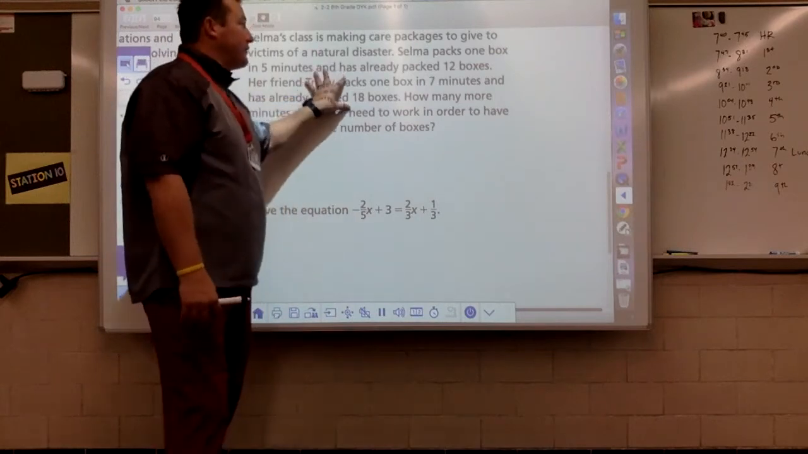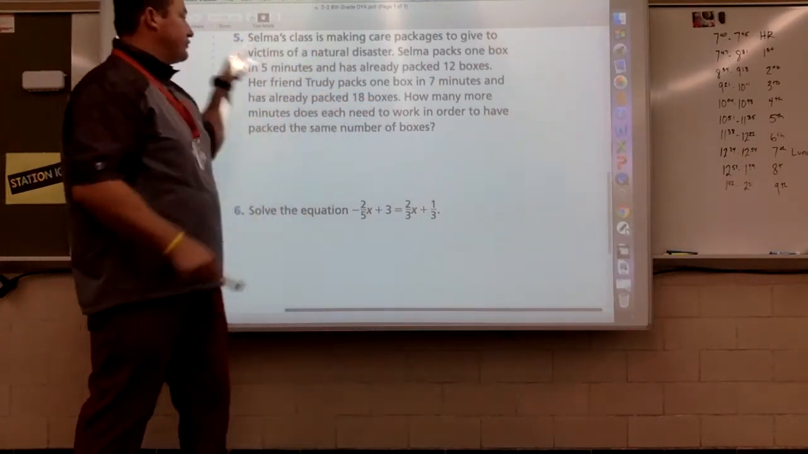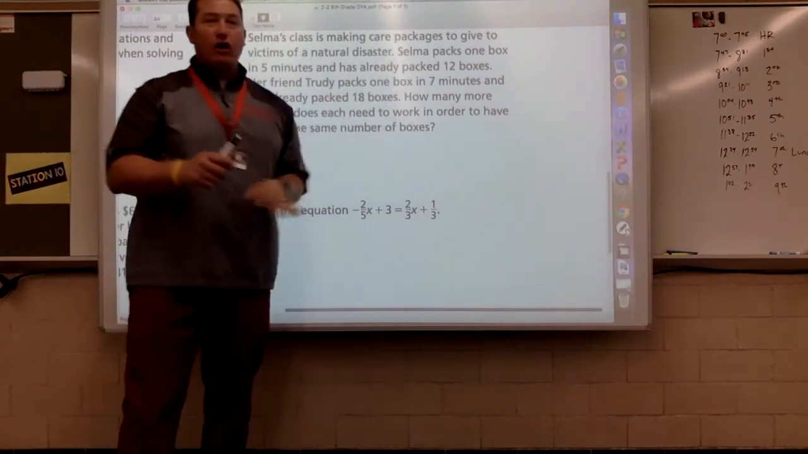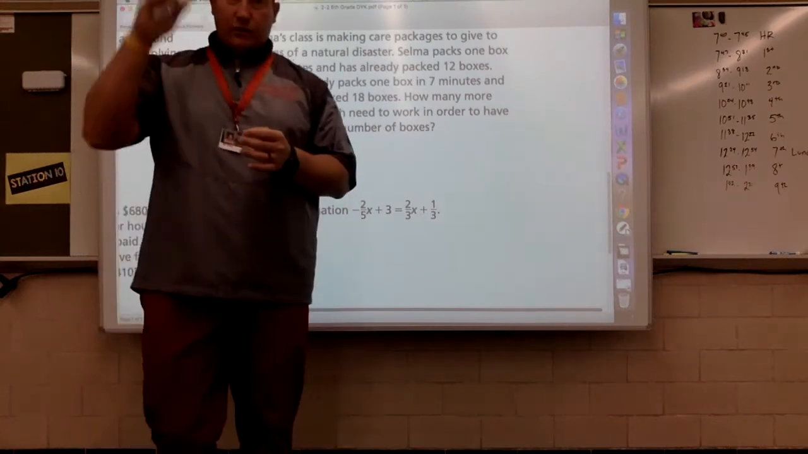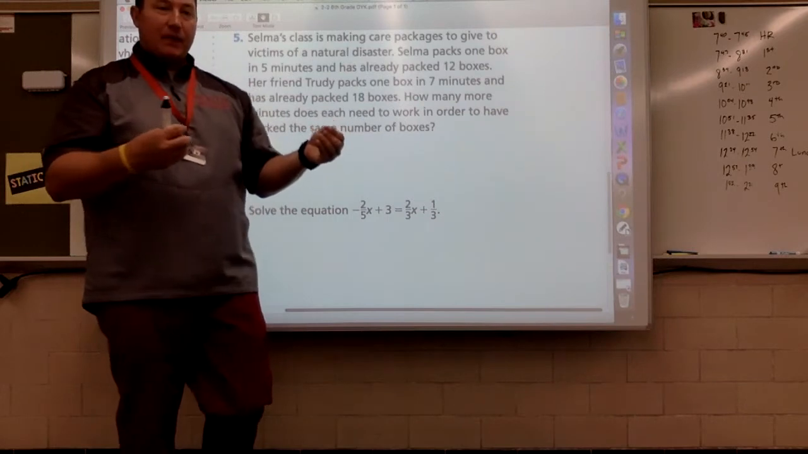Hey, we're on number 5 here. So we're talking about Selma. We are talking about Trudy, right? And they're packing different boxes and everything. So once again, guys, I need you to go ahead and make an equation, right, that represents Selma. Make another one that represents Trudy, how they're packing boxes, right?